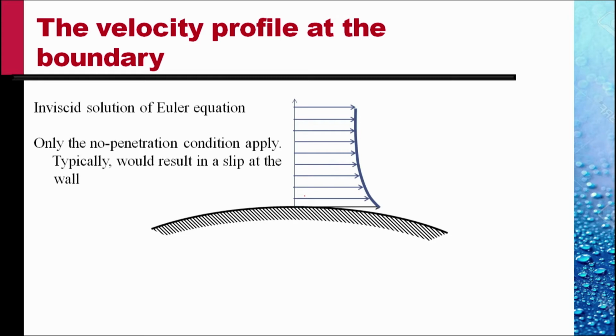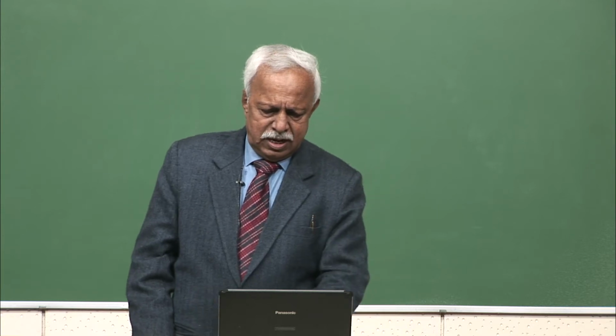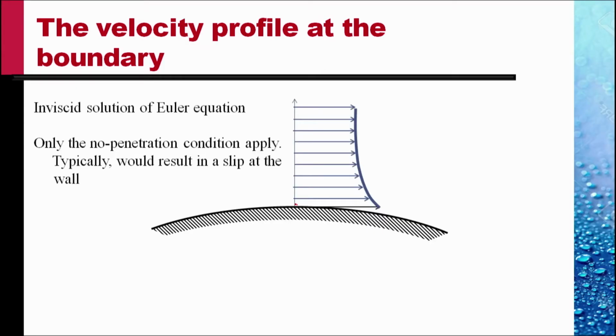we would get a velocity profile that varies something like shown. Clearly, this would result in a slip at the wall. The velocity at the wall is this rather than 0. This is clearly unacceptable.